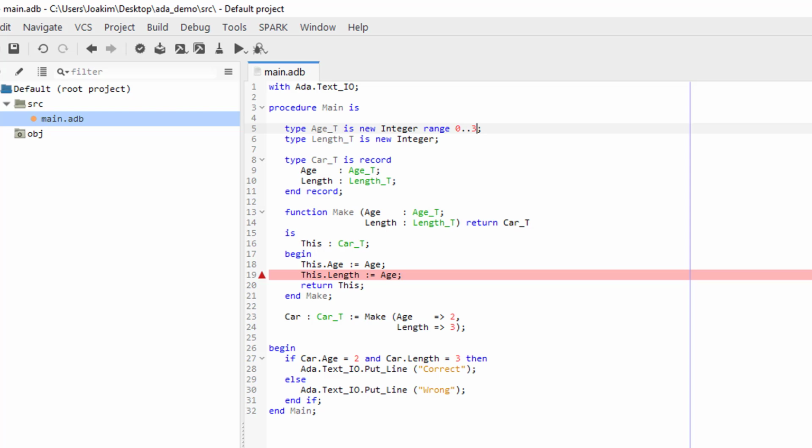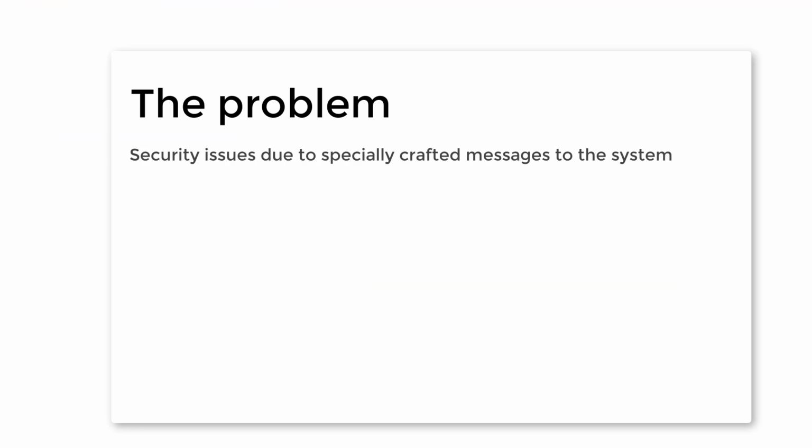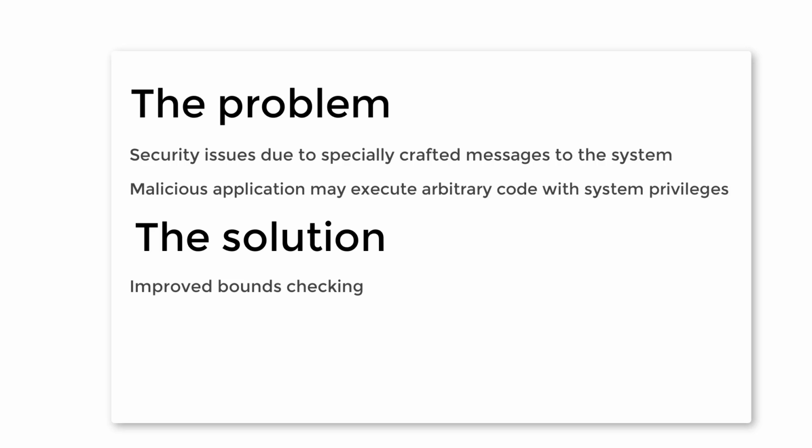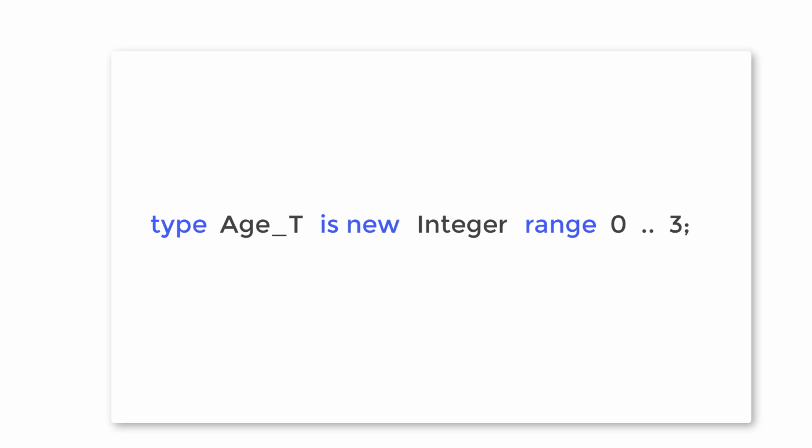To convince yourself of this, take a look at the security updates of any operating system. Many issues are due to a malicious application being able to specially craft a message or messages to the system. In the worst case, it will enable the malicious application to execute arbitrary code with system privileges. And the solution? Often it is improved bounds checking, improved input validation, and input sanitization. The Ada programming language does not magically solve all security-related problems. However, it does support users with specifying bounds on scalar types with a one-liner.